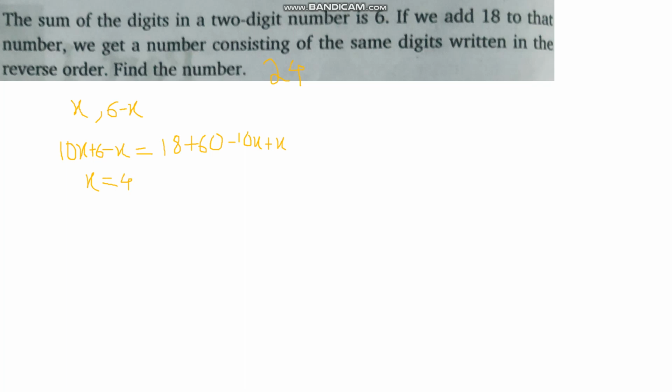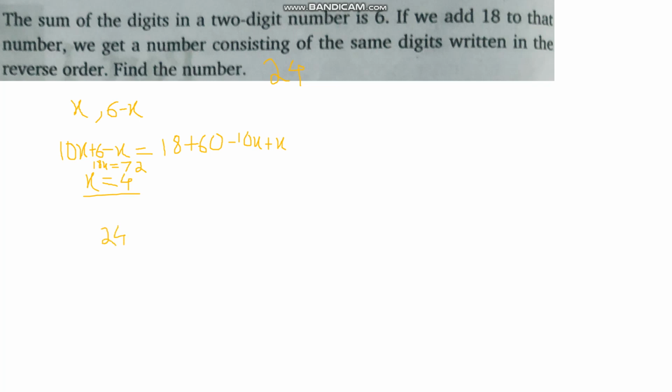Here it will be 18x on the left hand side, and here will be 18 plus 60 plus 6, and this will be 18 plus minus 6, then it will be 72. Solving it, x equals 4. The number will be what? 6 minus 6 was the tens place, 24.